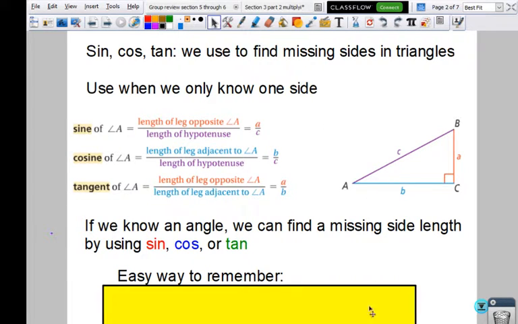I can set up ratios with the sides. The opposite, adjacent, and hypotenuse are always sides. When I look at a triangle, if I'm going to start at angle A here, the hypotenuse is always the longest side. Opposite and adjacent we look at based on the angle I'm starting from. So the hypotenuse is always the longest.